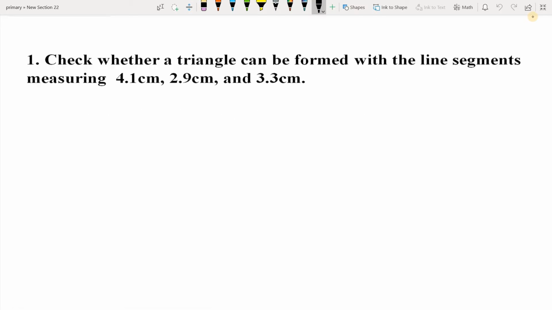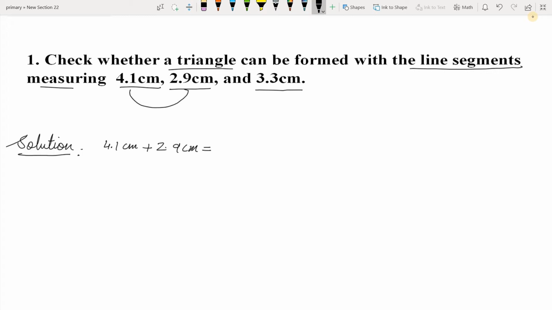Question 1. Check whether a triangle can be formed with the line segments measuring 4.1 cm, 2.9 cm and 3.3 cm. Now let us calculate the sum of two line segments. So students, firstly we will take 4.1 cm and 2.9 cm. So let's solve. So 4.1 cm plus 2.9 cm is equal to 7 cm.